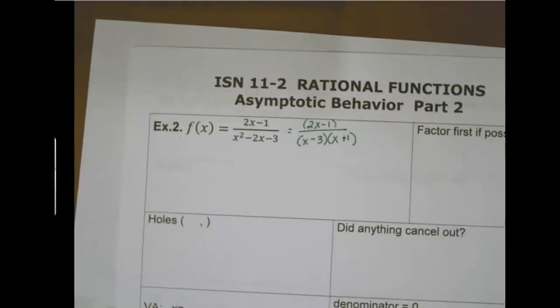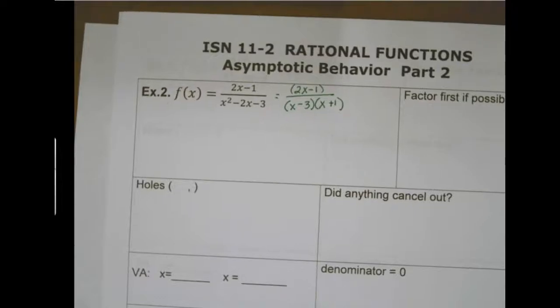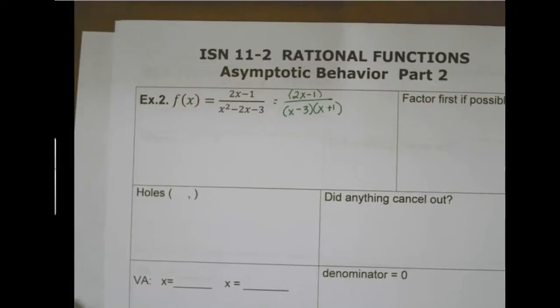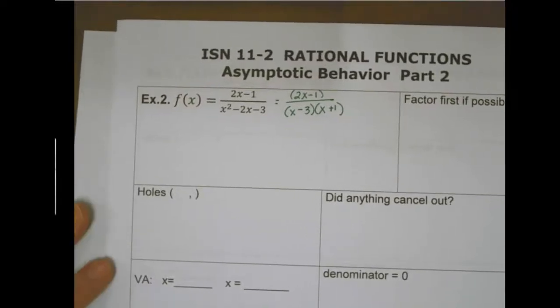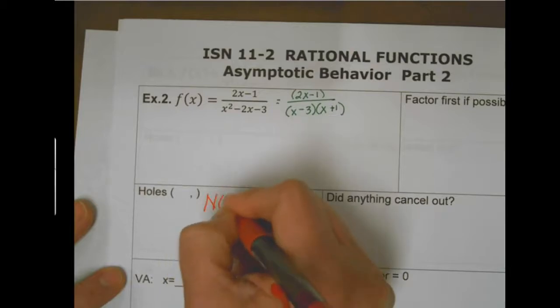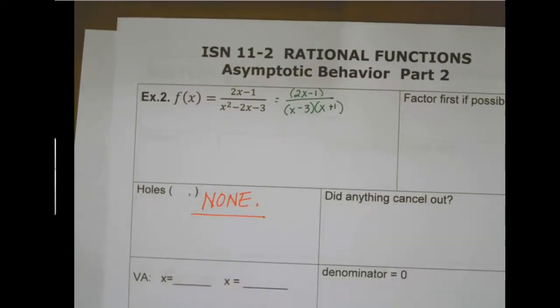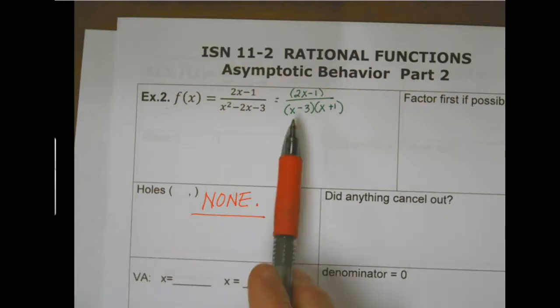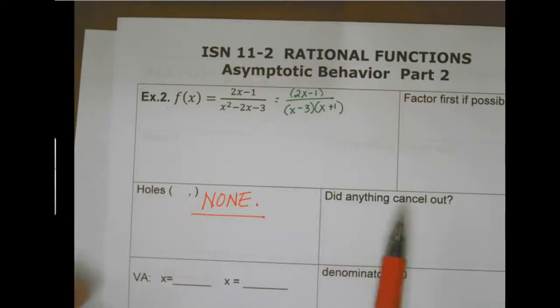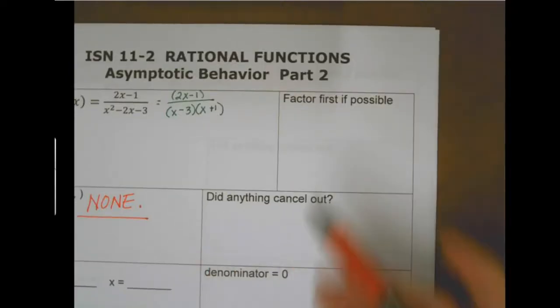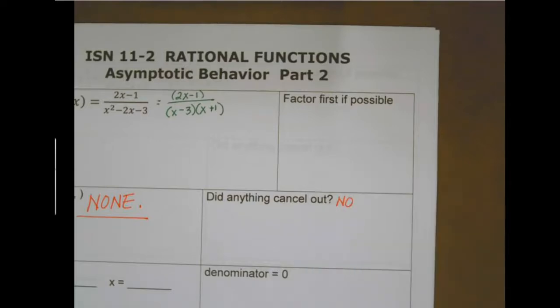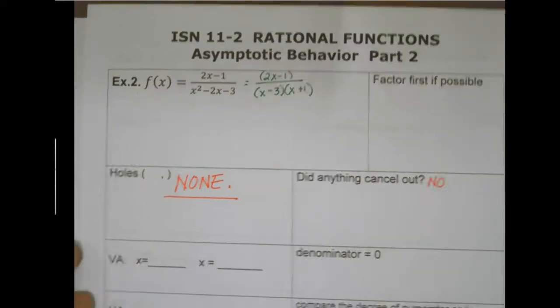So next, on your beige colored paper, problem number 2, did there have a hole in this graph? Why was the word none written here? Do you know where the holes come from? We don't know? Did anything cancel out? So, see, that's why I'd ask this. Did anything cancel out? The answer there is no. Then there's not a hole in the graph.